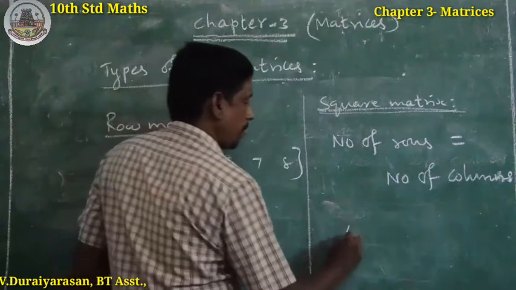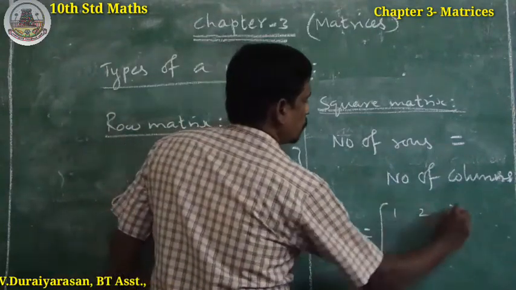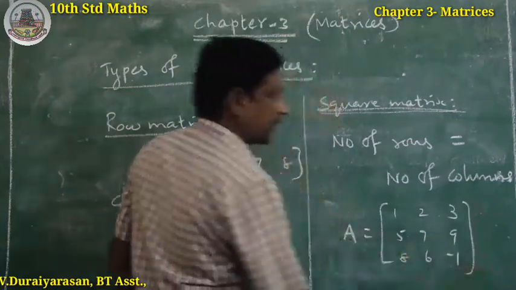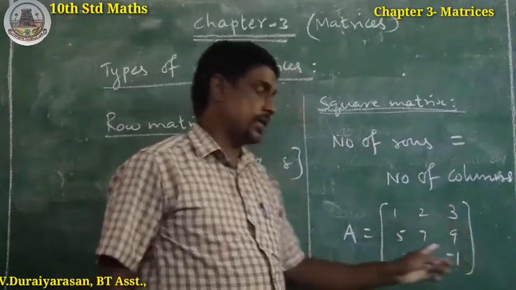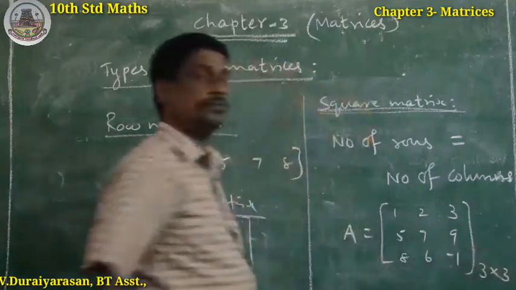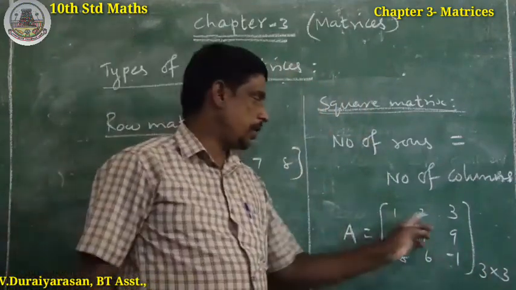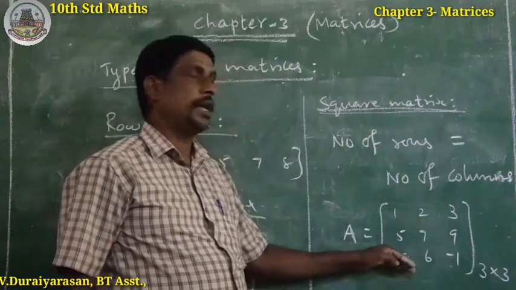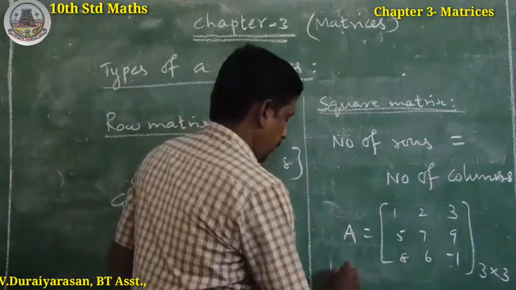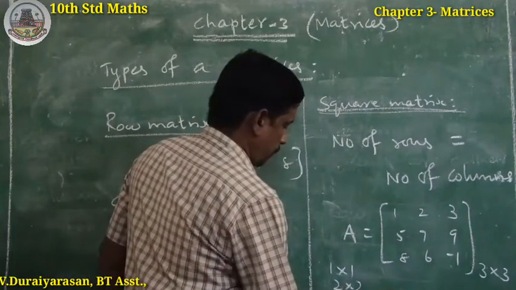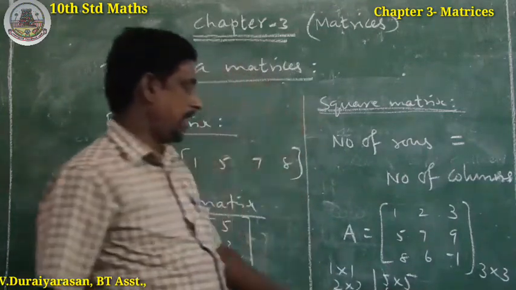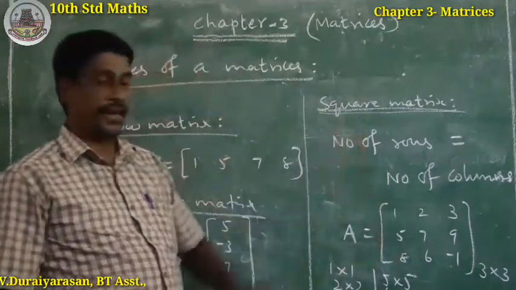For example, A is equal to 1, 2, 3, 5, 7, 9, 8, 6, minus 1. There are 3 rows and also 3 columns, so 3 by 3. The number of rows is equal to the number of columns, so this type of matrix is called a square matrix. Similarly, 1 by 1, 2 by 2, 4 by 4, 5 by 5, 6 by 6, and so on, are all called square matrices.